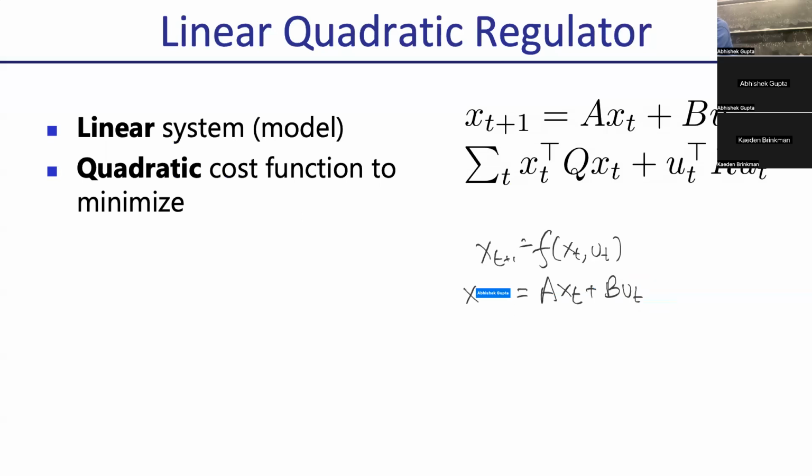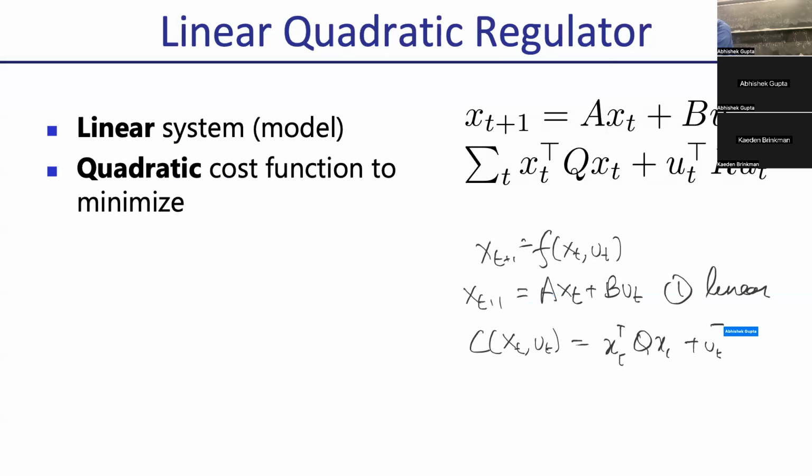We're going to say, hey, the dynamics are linear, right? So that's the first thing. So it's linear dynamics. And then the second thing we're going to say is that the cost of any x and u is going to be quadratic.